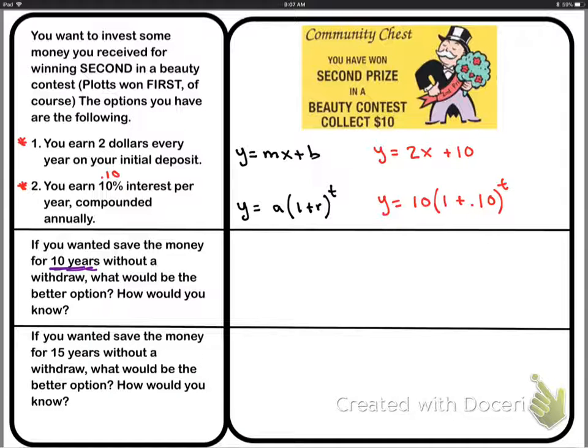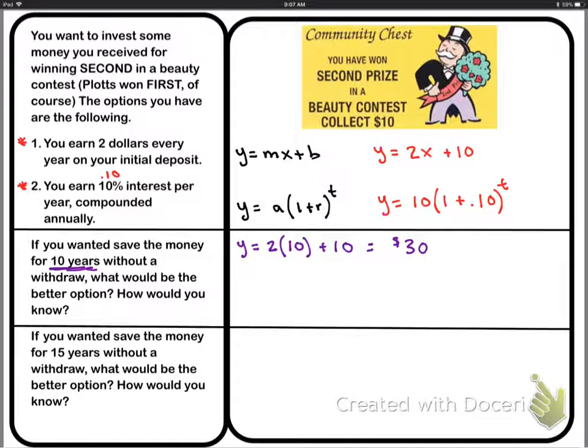So the first one, if you plug it in, we get y equals 2 times 10 years has passed plus that initial $10. So y equals 2 times 10 plus 10, that gives us $30. So after 10 years, if we invest that $10 in the first account, we now have $30.